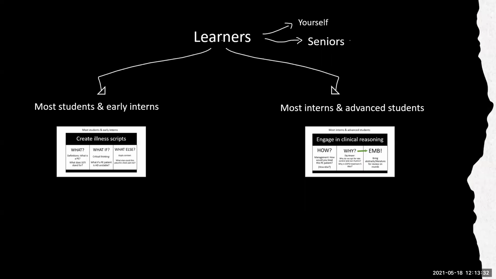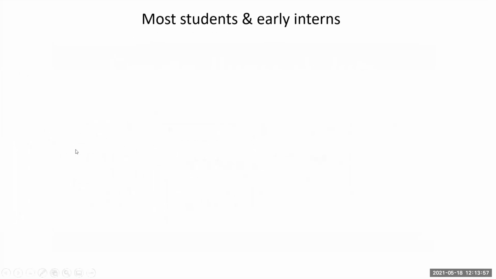So then, of course, we've talked about learner levels quite a bit, so let's talk about that. There are lots of learners on the team, including right now most students and early interns that are coming on the wards soon in July, versus most interns and advanced students, and so we'll go into this. And then, of course, there's yourself as the attending or the fellow, and then the senior resident. So let's see what we should do for most students and some of our early interns.